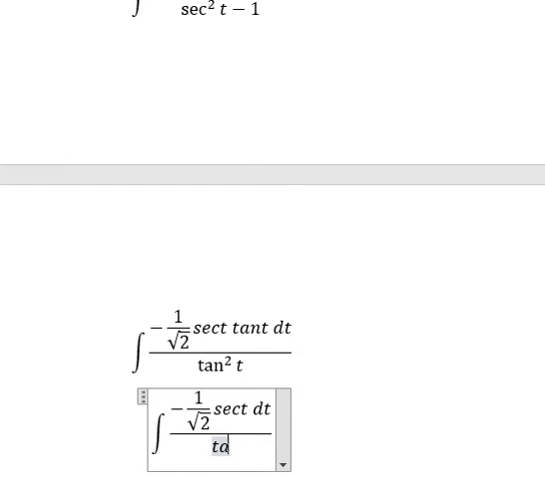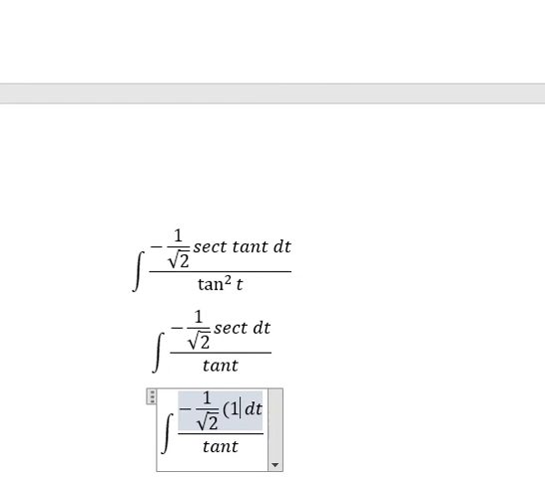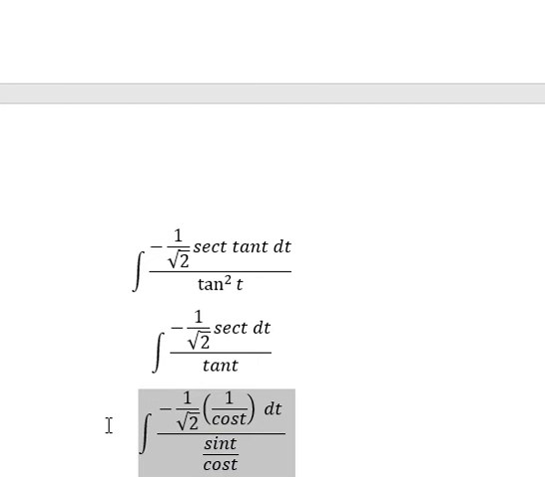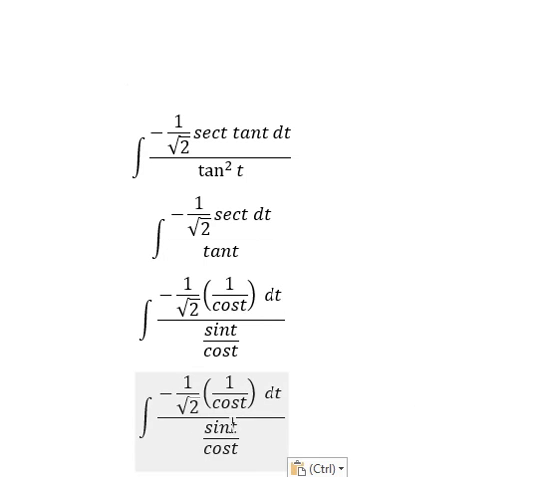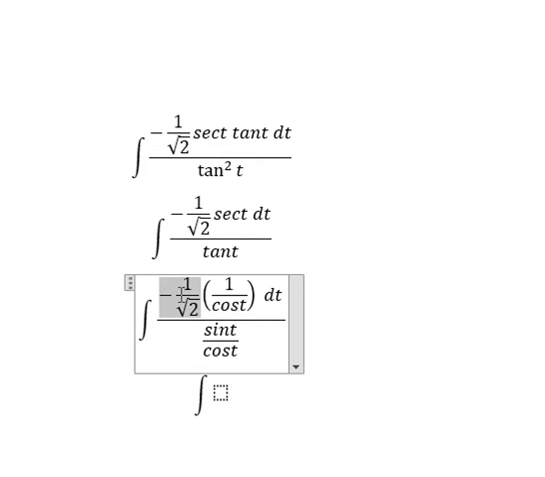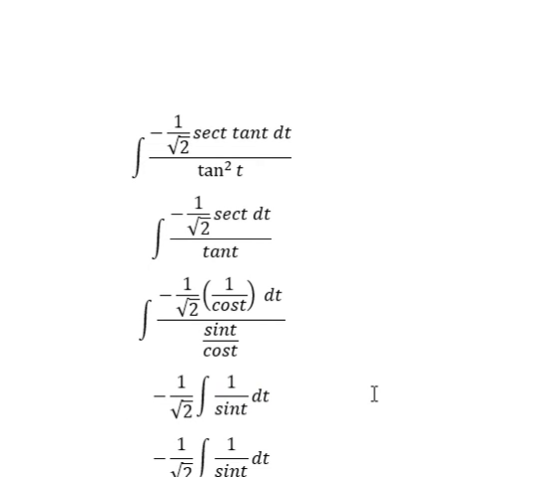So we know that secant of t, that is about 1 over cosine t. This one, that is about sine t over cosine t. And now we simplify cosine t, cosine t. So this one, that is about cosecant of t.